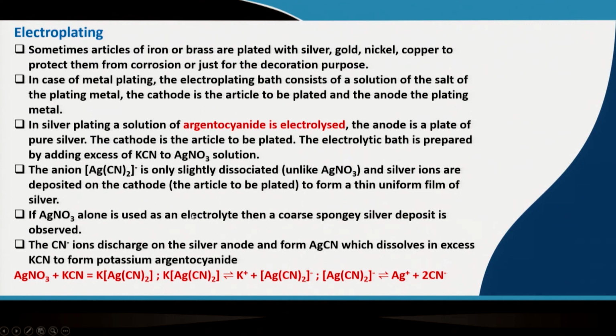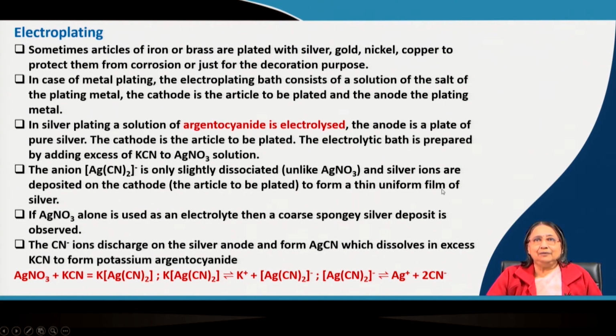Okay. Now, if silver nitrate alone is used, what will happen? Why are we using this one? That is the main topic here. Okay. The anion Ag(CN)2 minus, it is a complex, you can see here it is a cyano complex of silver, and it is only slightly dissociated. It is not completely dissociated like silver nitrate. Silver nitrate is a strong electrolyte, it will 100% dissociate. Okay. But here it is slightly dissociated, and so it will be deposited on the electrode to form a very thin uniform film.